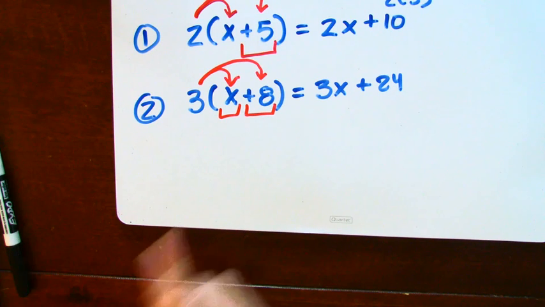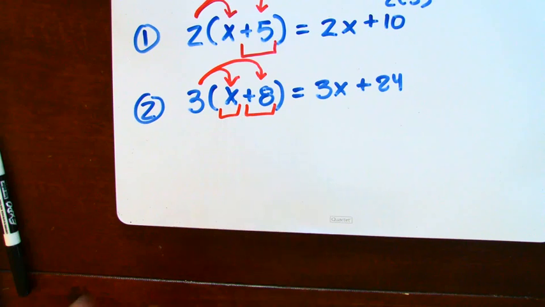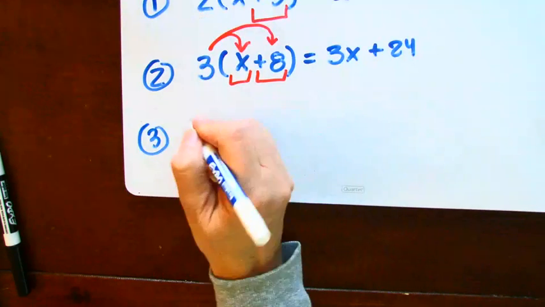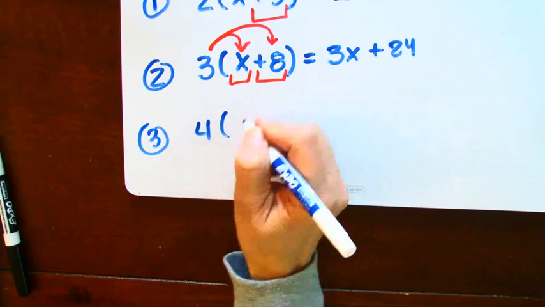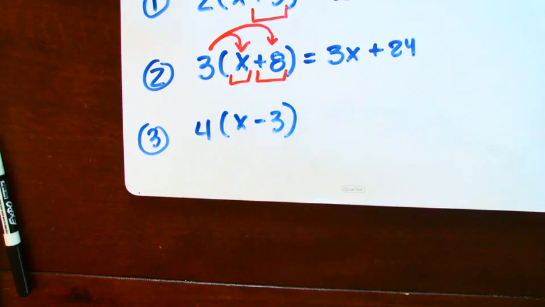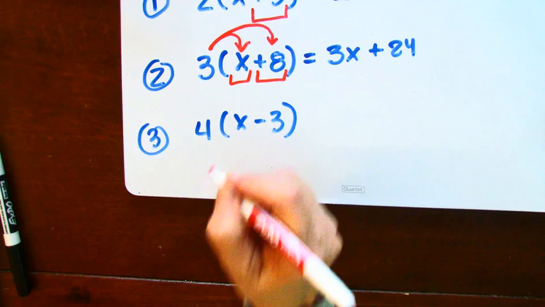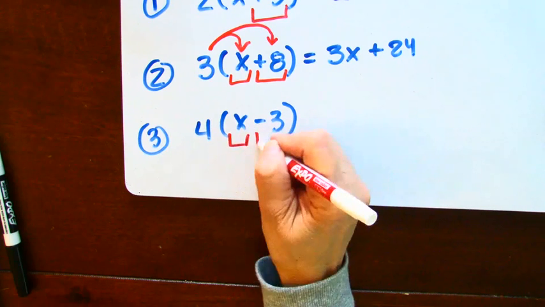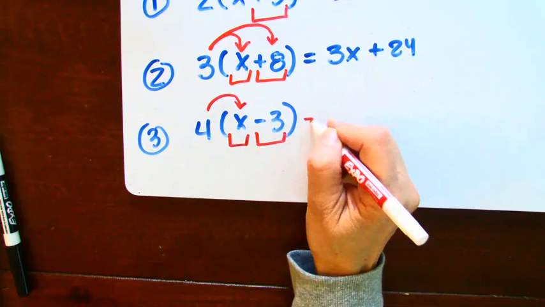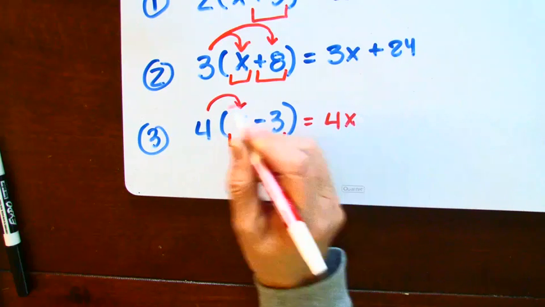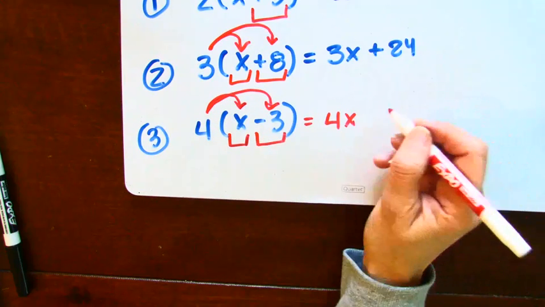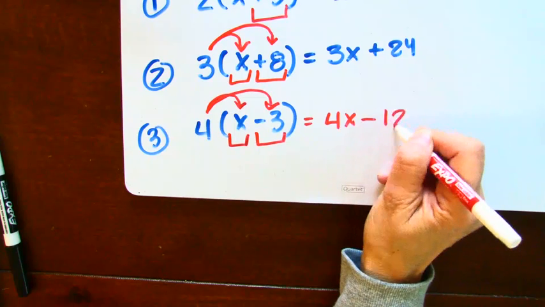Now let's look at one where instead of addition we have subtraction. So here we have 4 times the quantity of x minus 3. Notice this is a positive x and this is a negative 3. So it's going to be 4 times x, which is 4x, and 4 times negative 3. Positive times a negative is a negative 12.